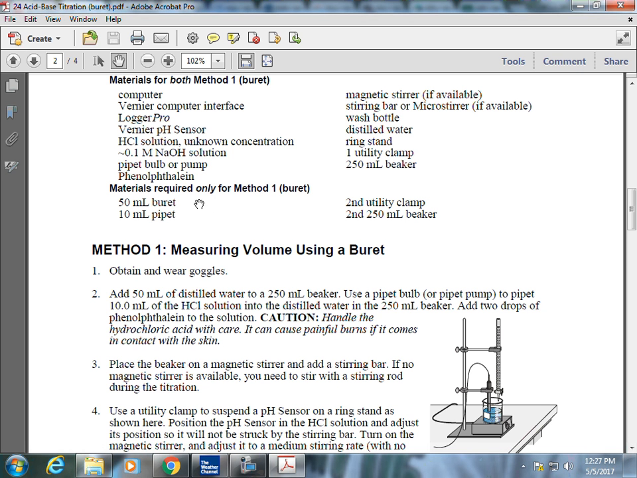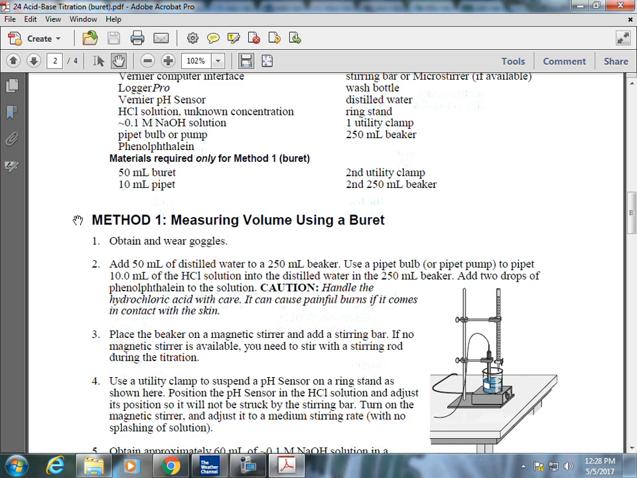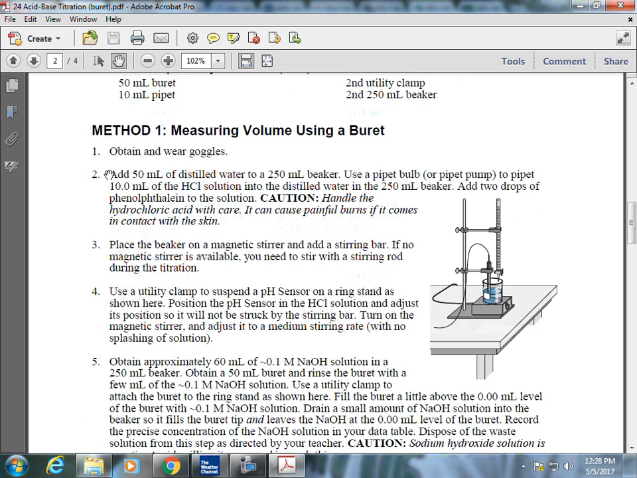I will show you where the burette is. Okay, they're in the back of the room, nice and ordered. So I'll show you where that burette is, and I'll show you how to use a burette when lab day comes. Okay, you'll be following the directions. If you look right here is a valve on the burette. You'll be using that valve to add the sodium hydroxide into the solution of the hydrochloric acid. Here it says, caution, handle the hydrochloric acid with care. It can cause painful burns. So make sure that you do not get the hydrochloric acid on you. Okay.